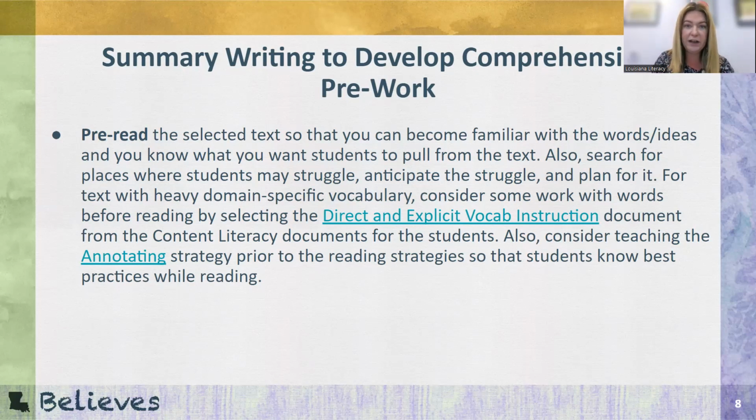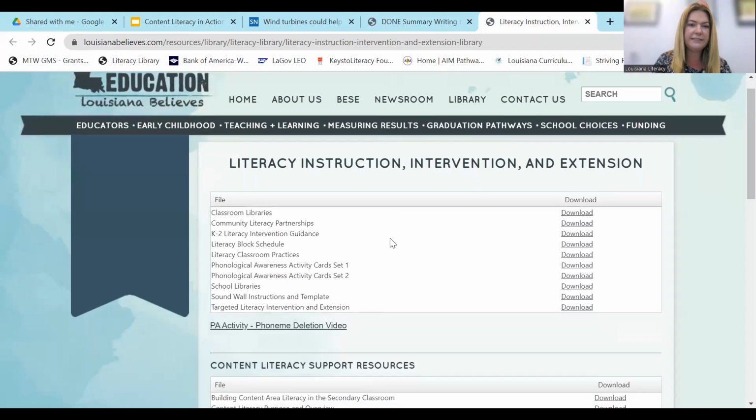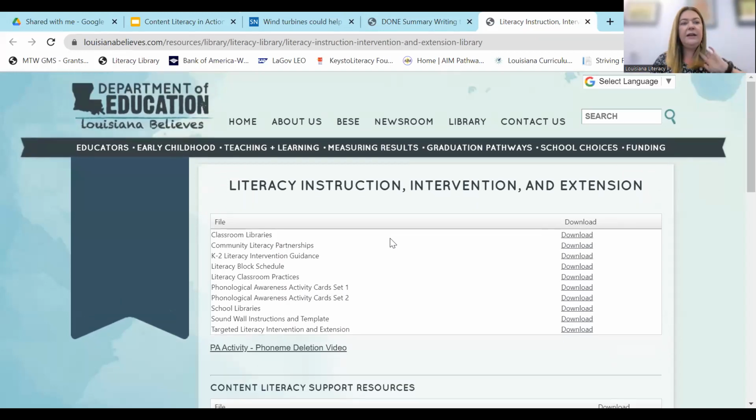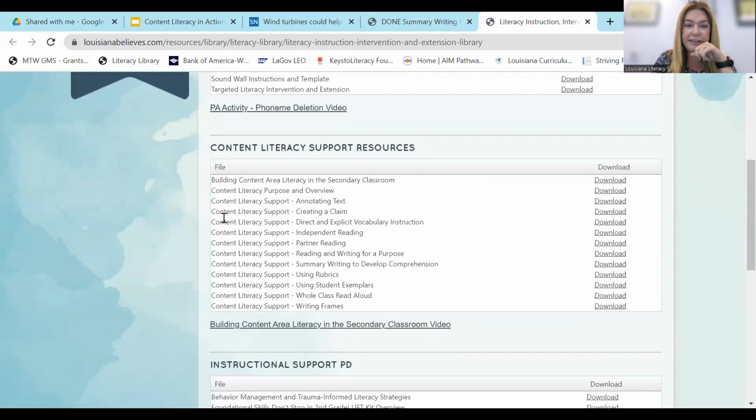Let's hop out of here real quick and just look at the content literacy series. I'll have Sarah post the link in there, but in our literacy library on the Louisiana Believes website, our second pillar is literacy, instruction, intervention, and extension. And the very second thing you see here is the content literacy support resources. This is what this entire session is about. These are where they're housed.